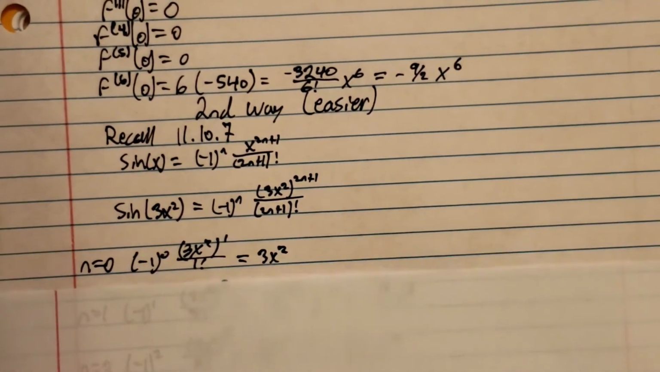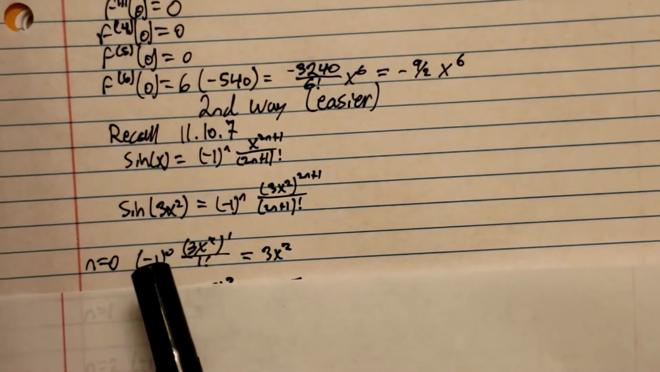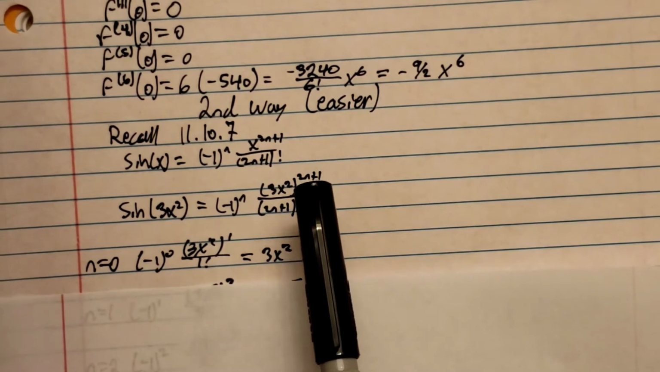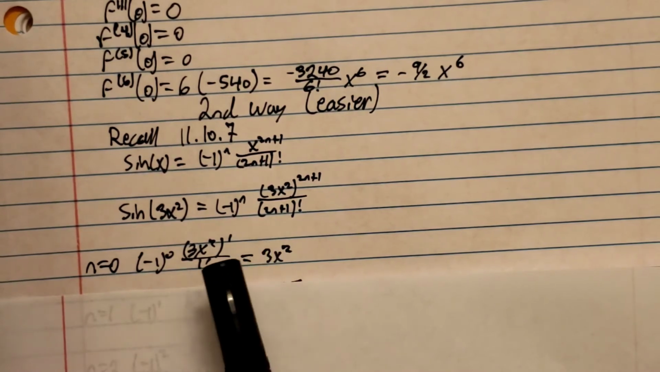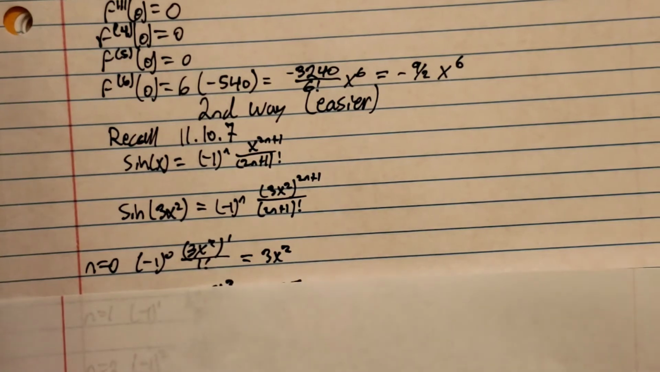Okay, so now let's plug in n equals 0. So negative 1 to the power of 0, that's just 1, so that doesn't really matter anymore. And then if you plug in 0 into the n, it should be plus 1 up here. So it'd be 3x squared to the power of 1 over 1 factorial. 1 factorial doesn't really mean anything, it's just 1. So the answer just ends up being 3x squared.